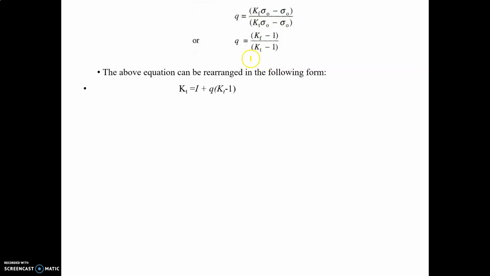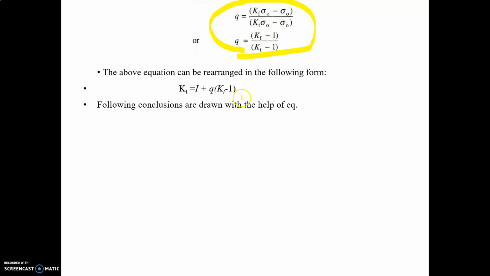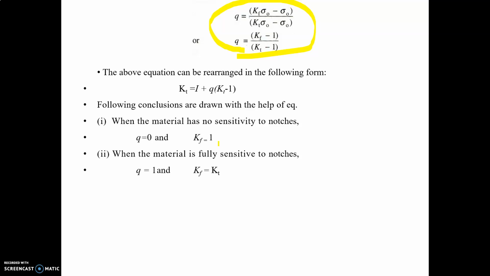Now I am again showing this equation just to explain some part. This above equation can be rearranged in this term: kf is equal to 1 plus q into kt minus 1. Now what is this? Suppose when the material has no sensitivity to notch, q will become 0 and kf will be 1. And when the material is fully sensitive to notches, q will become 1 and kf will become kt. Just to explain these terms, this rearrangement has been done here.